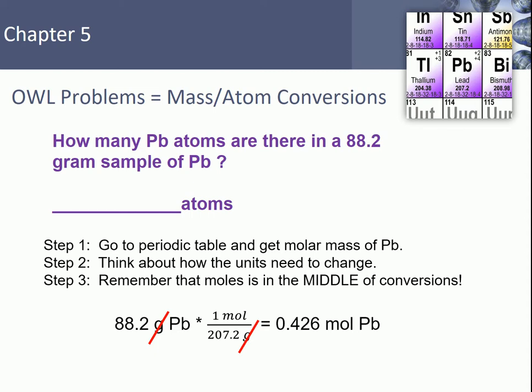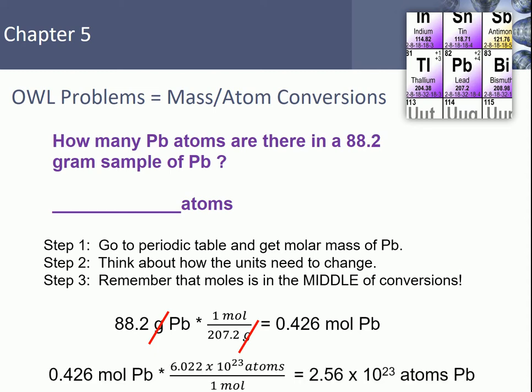Now notice I didn't cancel out the Pb. So that means it must stay in the problem. And I'm left with moles now of Pb, of lead. Now that I have moles, I can use Avogadro's number to convert from moles to atoms.